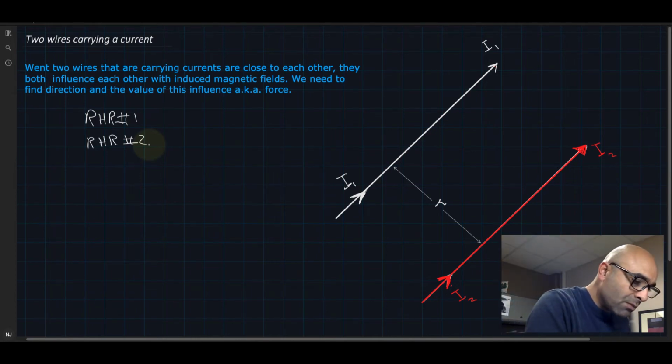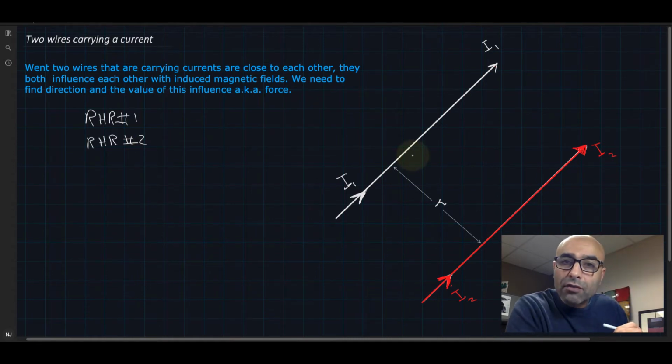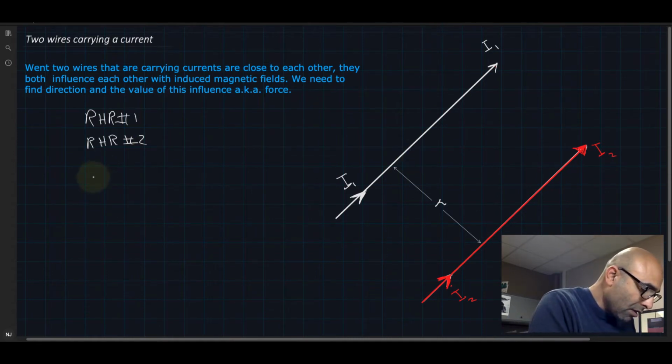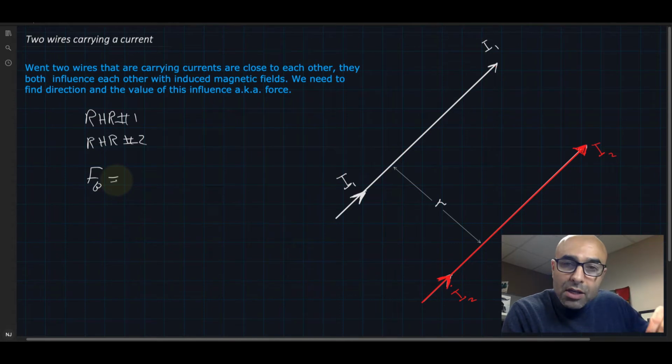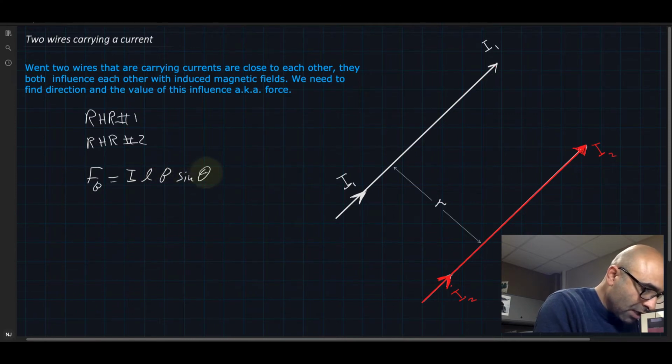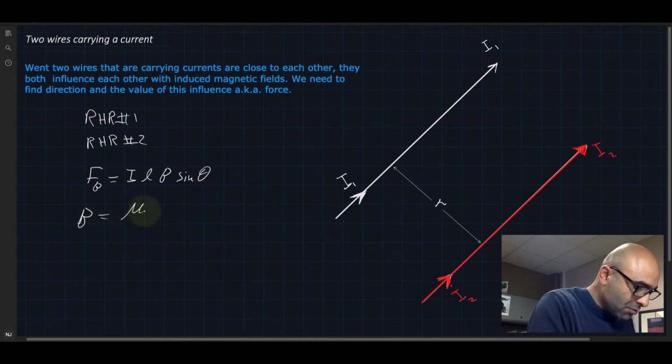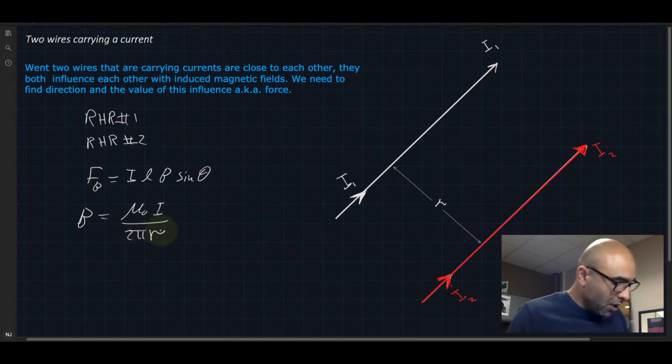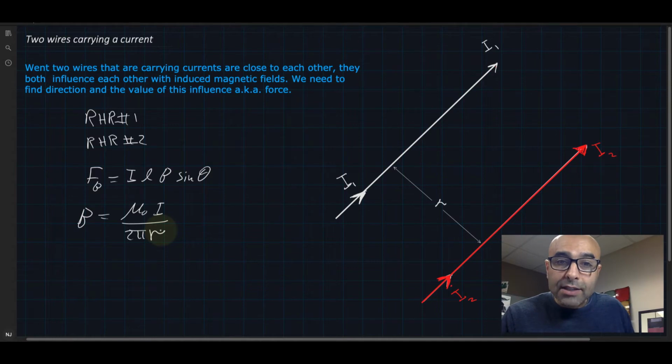Another thing we need to remember for solving this problem is the equation for the force of a magnetic field on a wire, which is F = ILB sin theta. We also need the magnetic field created by a straight wire, which is mu0 I over 2 pi r. Okay, now let's tackle the problem.